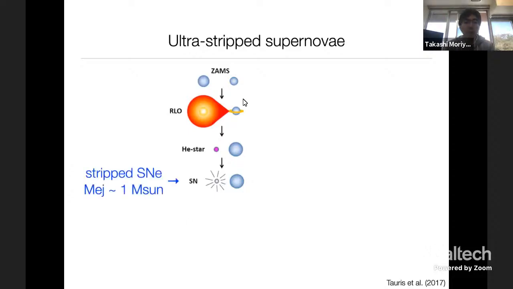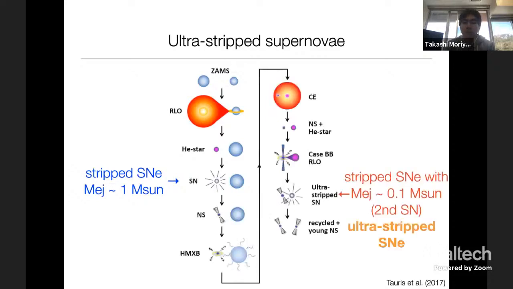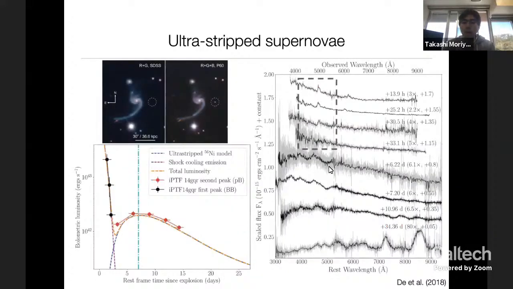interesting. I don't have much time, but ultra-stripped supernovae are suggested to be progenitors of double neutron stars, which lead to neutron star mergers. To make a close neutron star binary for gravitational wave sources, the star needs to go through a special supernova, which is called an ultra-stripped supernova. And actually, one was nicely found a few years ago.